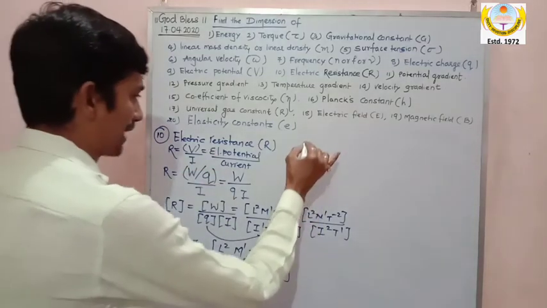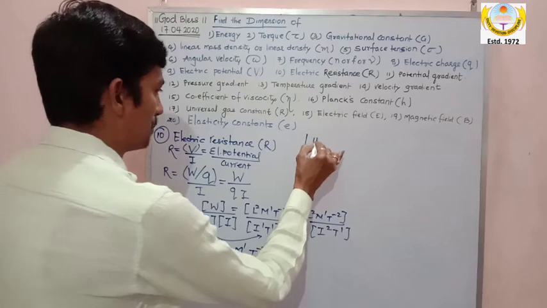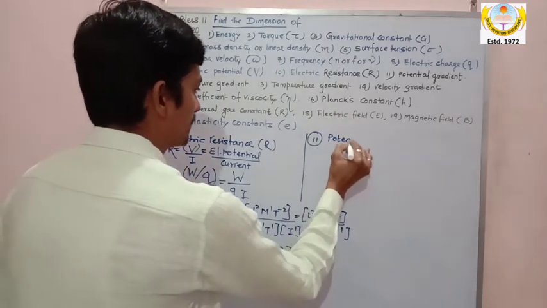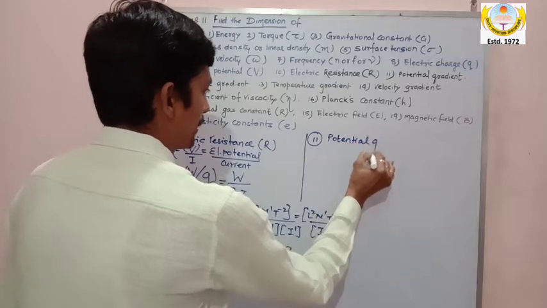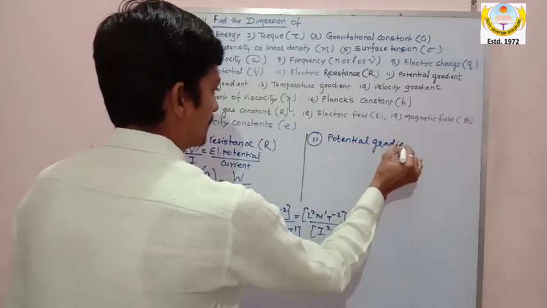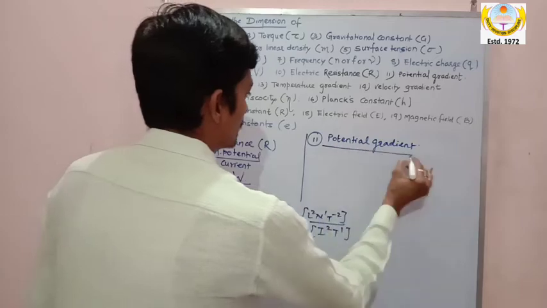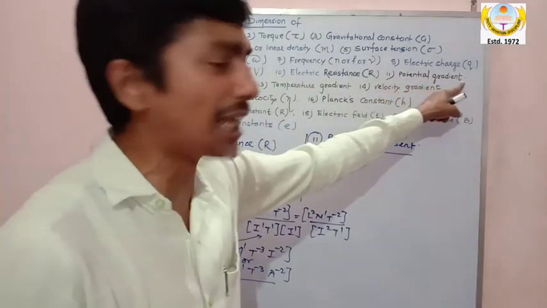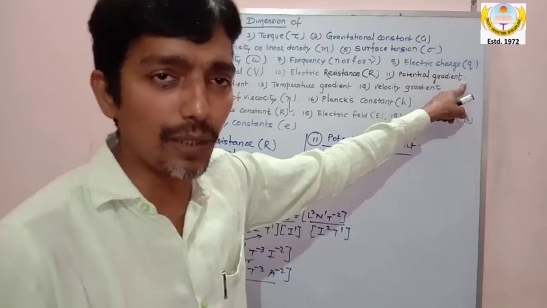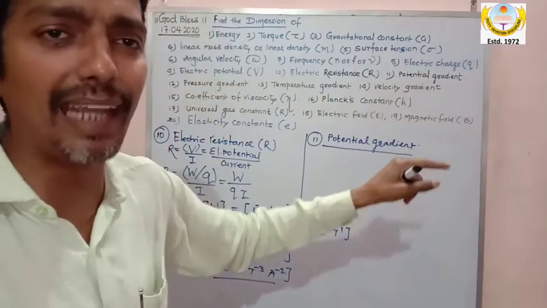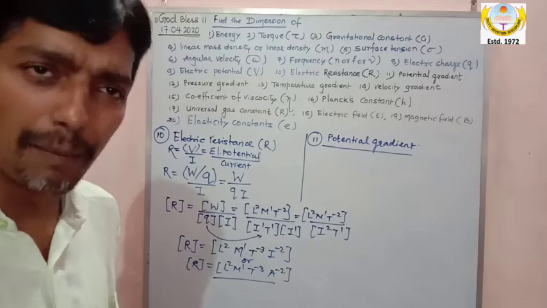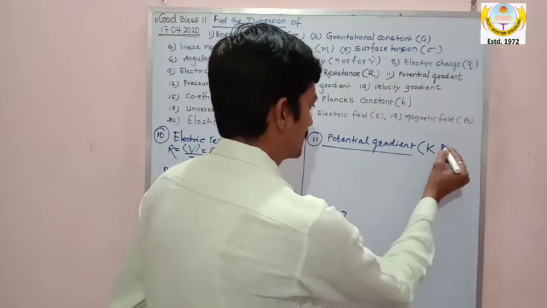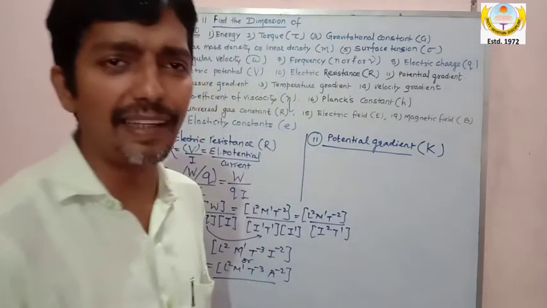Now let's go to the next quantity on the board. 11th number. Potential gradient. Potential gradient. My dear, now here some of the physical quantities don't have any abbreviations. You can see potential gradient doesn't have any abbreviation. Am I clear? Generally we have this abbreviation denoted by K. Potential gradient denoted by K.